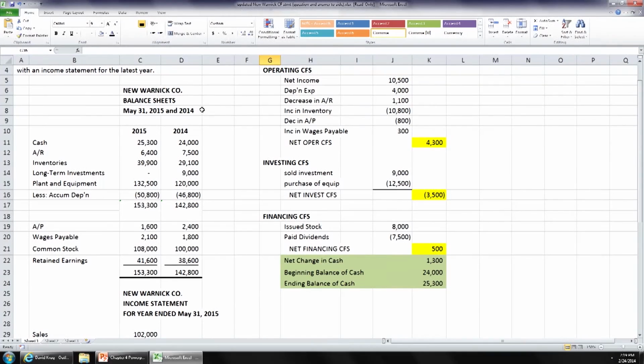Now I want to show you something that's kind of cool. I already told you one of the cool things about a cash flow statement is you know the answer, don't you? You know what it has to equal. And by golly, if those three numbers in yellow don't add up to 1,300, you've done something wrong. Okay?